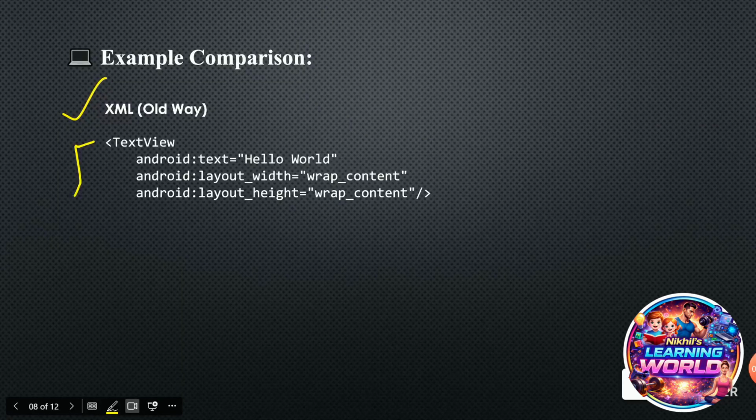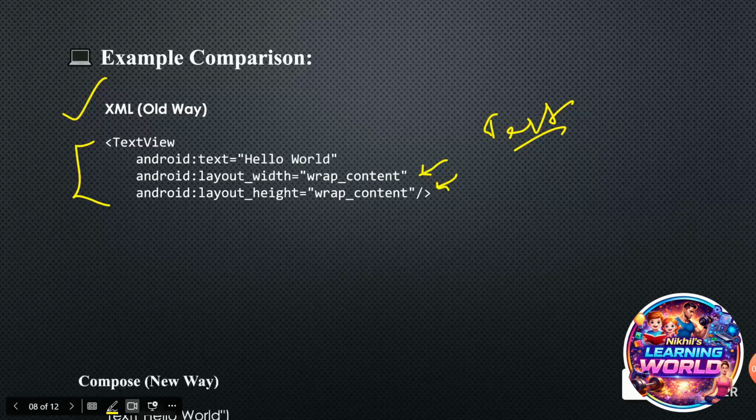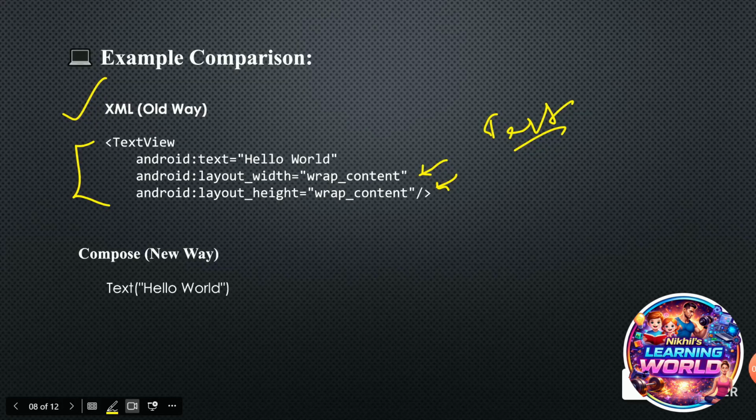So you can see an example compared to the old XML file. If you want to add a text like Hello World, we need to write this tag like TextView. We have to mention the text, and you have to provide height and width, as we have to draw on the screen.